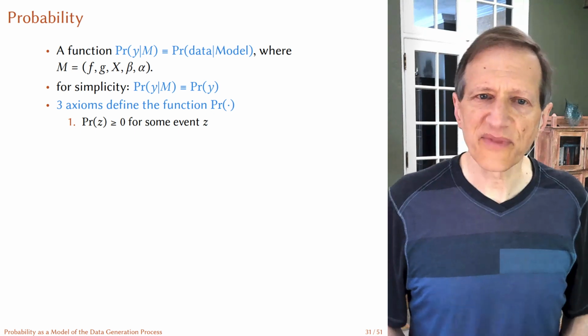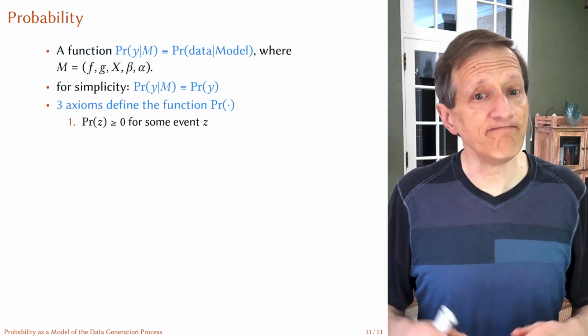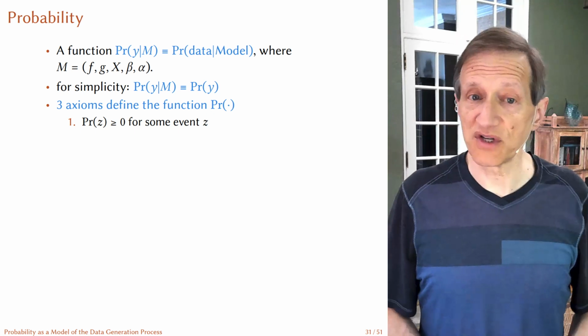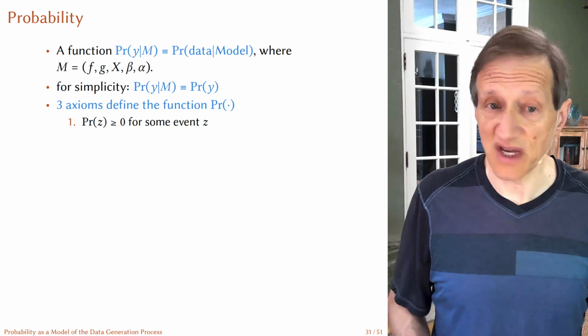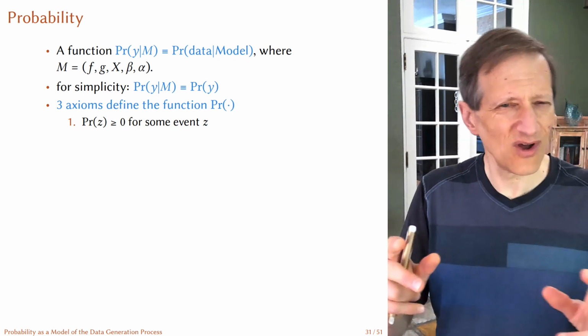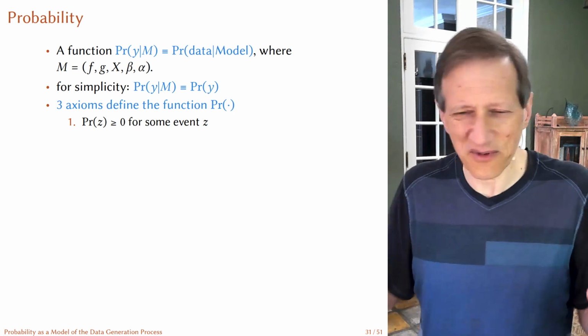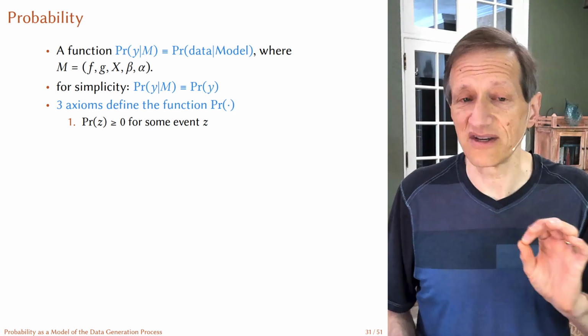So first of all, the function PR of something, which I'll call z, is always going to be greater than or equal to 0 for any event z. So it's always going to be greater than or equal to 0. Now, I know you may be thinking, well, wait a second, it can't be greater than 1 because probability is always between 0 and 1. And that's true, but these are the minimal axioms, so we'll get there.